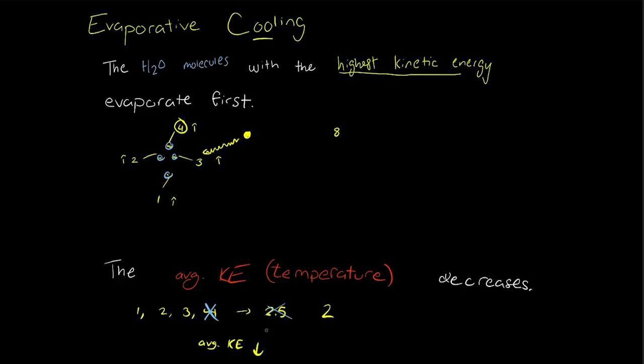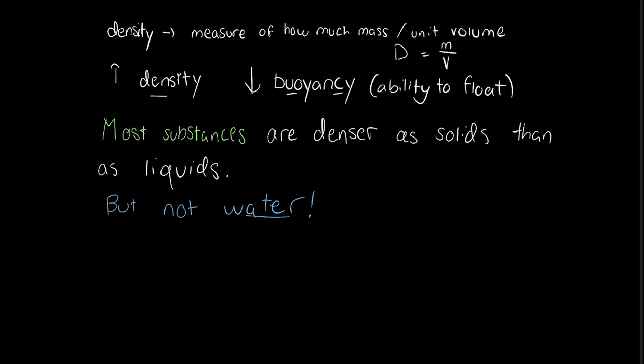And if you'll remember from our last lesson, the average kinetic energy is nothing but the temperature of the entire body of water. You'll also see examples of this when you look at an elephant blowing water on itself, or an even more relatable example, humans sweating. The reason we sweat is that when that sweat evaporates, it helps us cool off, because the temperature of the surface is decreasing. Next, let's talk about density.